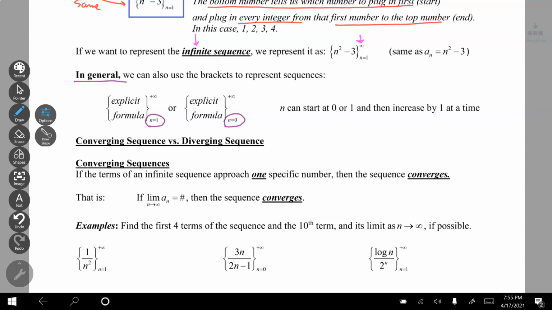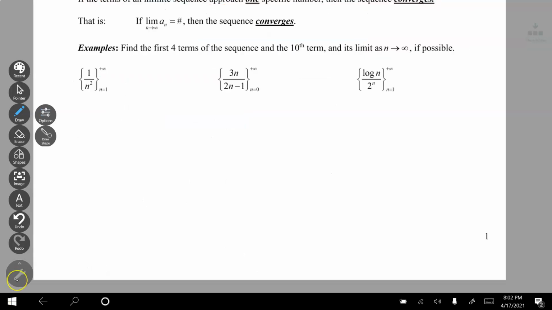So the big thing today is looking at converging versus diverging sequences. An idea of a converging sequence is that it must approach one specific number. It must converge to a specific value, 5, 2/3, 0, whatever you need to get. So for these examples, I'm going to see if they converge or not. I'm going to find the first 4 terms. I'm going to also find the 10th term. And I'm really going to use my calculator for all this. I mean, you could do this all by hand by plugging in the numbers.